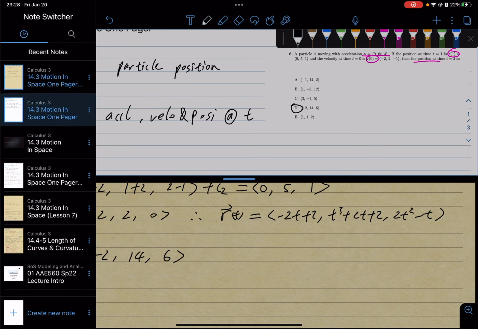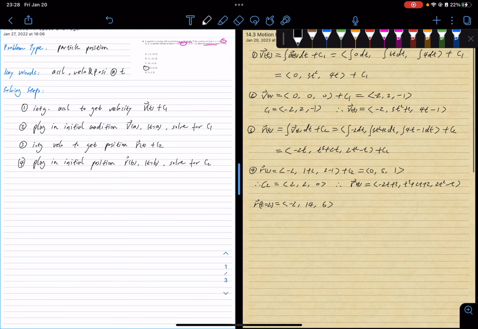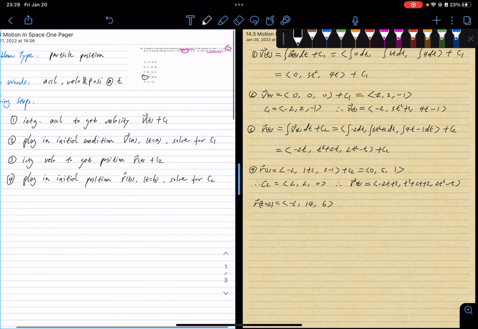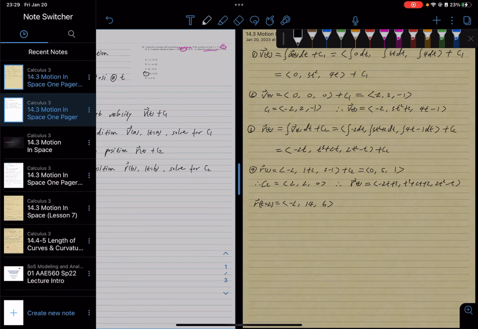Okay, so now we have learned how to solve these particle position problems with initial conditions. Basically, it's the same process that you have done in Calc 1 and Calc 2, but now we have multiple vector components. You integrate each time, you plug in your initial conditions. Okay, I hope this one is easy enough. Let's go ahead and take a look at the second problem.